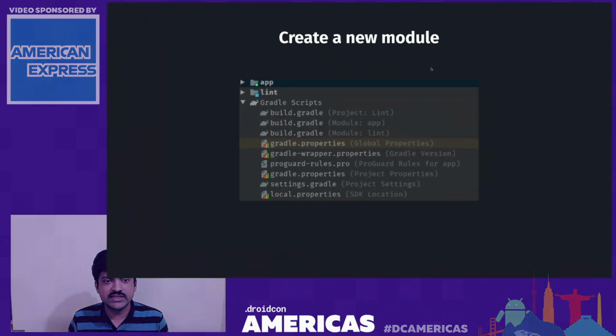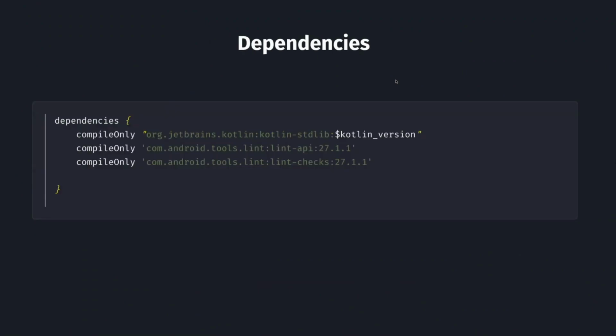Once you have created this module, you have to add these dependencies inside the build.gradle of your lint module. Here I'm using the Kotlin standard library, since I could be using some Kotlin functionality in my lint rules, and they would be written in Kotlin and not Java. If you were using Java, you wouldn't need to include this and you can skip that. The other two, the lint API and lint checks, are part of the SDK provided to you for writing lint rules and running them.